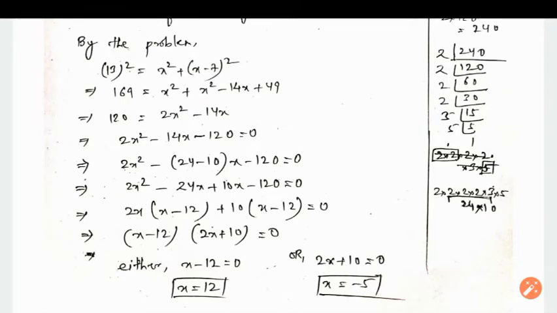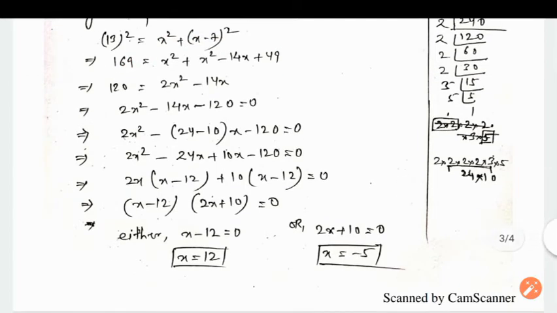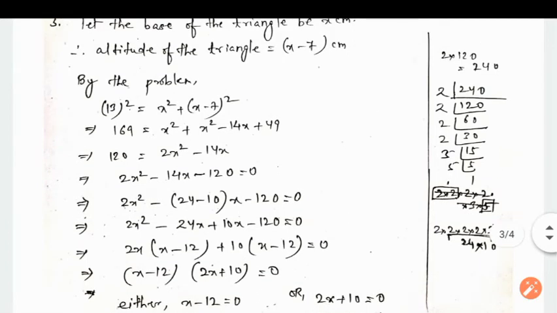x square plus x square gives you 2x square minus 14x on one side. This 49 will go to the LHS. 169 minus 49 gives you 120. Now rearrange the terms, you will get this. Now do the same thing. 2 will multiply, now find the middle terms. So 2 will multiply with 120. What will we get? We will get 240. Now break 240 into its factors. So we will get this one.